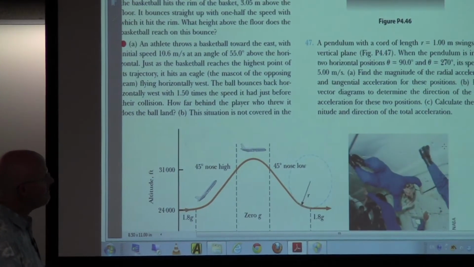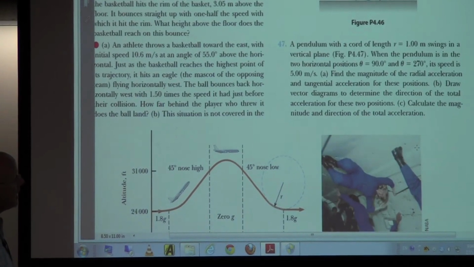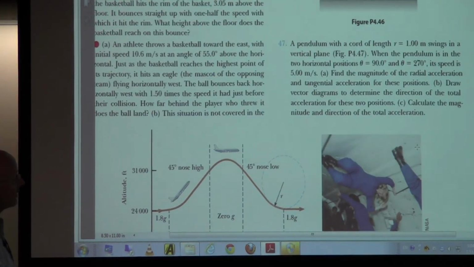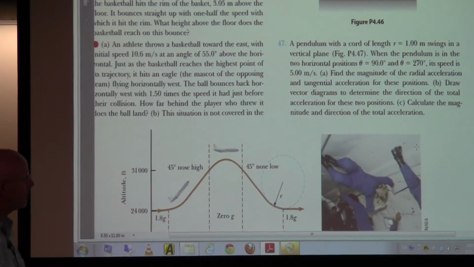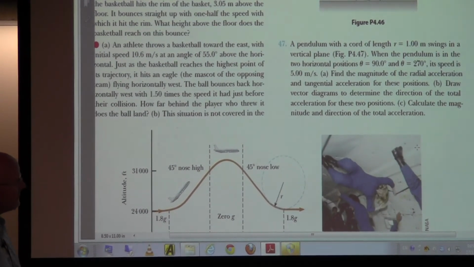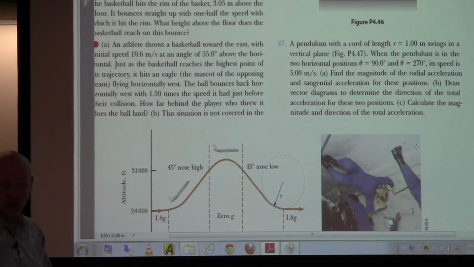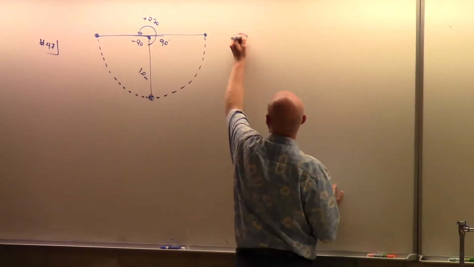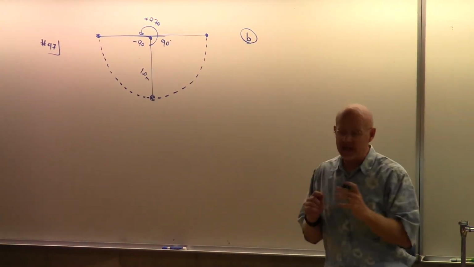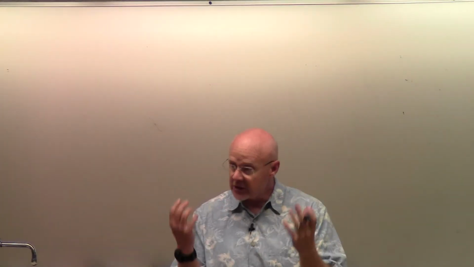A, find the magnitude of the radial acceleration and the tangential acceleration at these 2 points. B, draw a vector diagram to determine the direction of the total acceleration of these 2 points. And C, calculate the magnitude and the direction of the total acceleration. Well, maybe I'll do B first, because B is the part that I would encourage you to always do, whether they say to do it or not. Draw the pictures, draw the diagrams, get a good physical understanding of what is going on here.